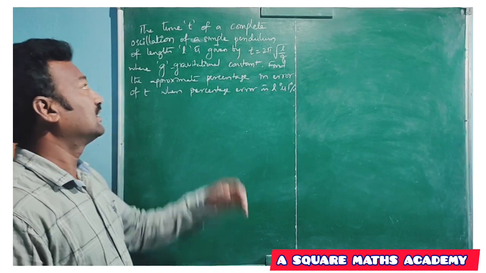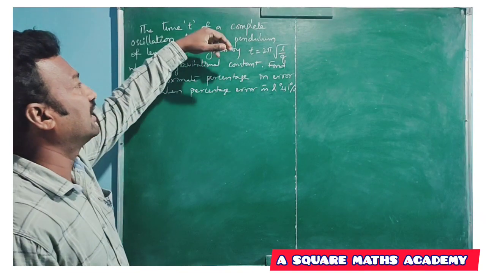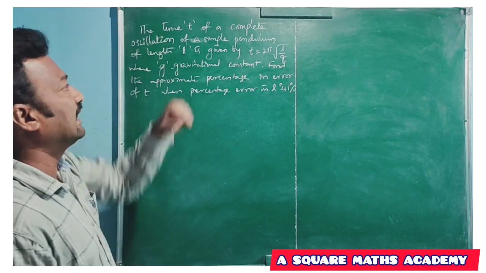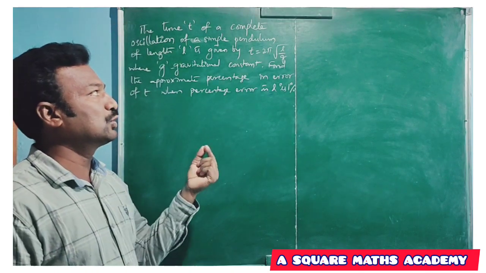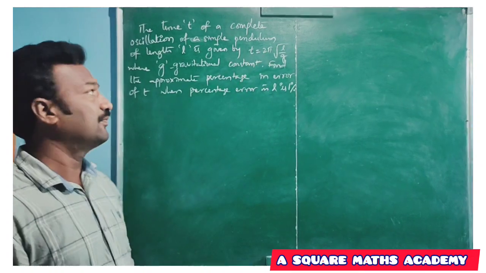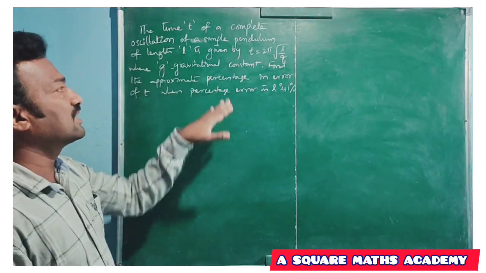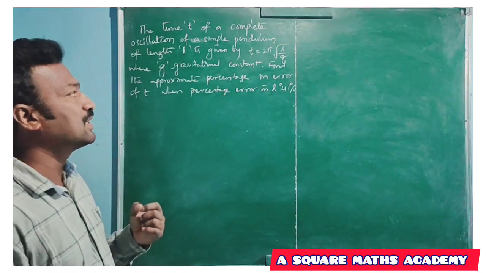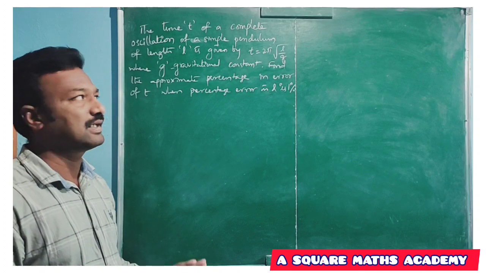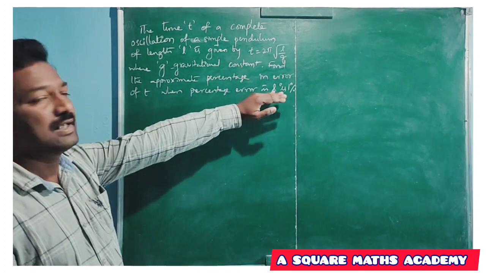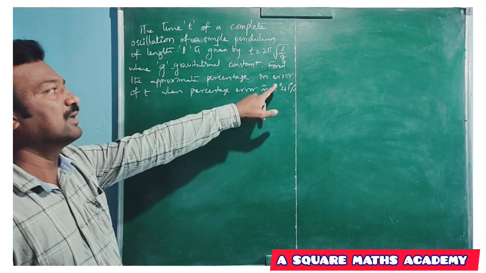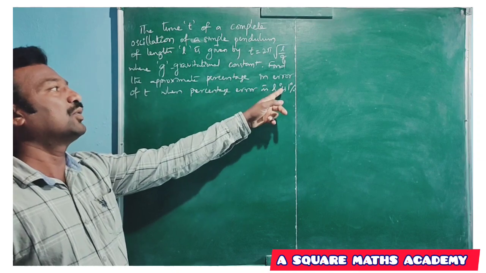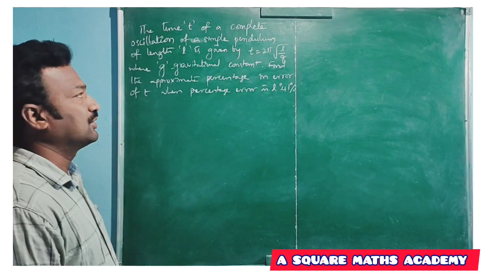Next one: the time t of a complete oscillation of a simple pendulum of length L is given by t equals 2 pi under root of L by g, where g is the gravitational constant. Find the approximate percentage error in t when the percentage error in L is 1%. Here the percentage error in L is given, that is delta L by L into 100, and that value equals 1.